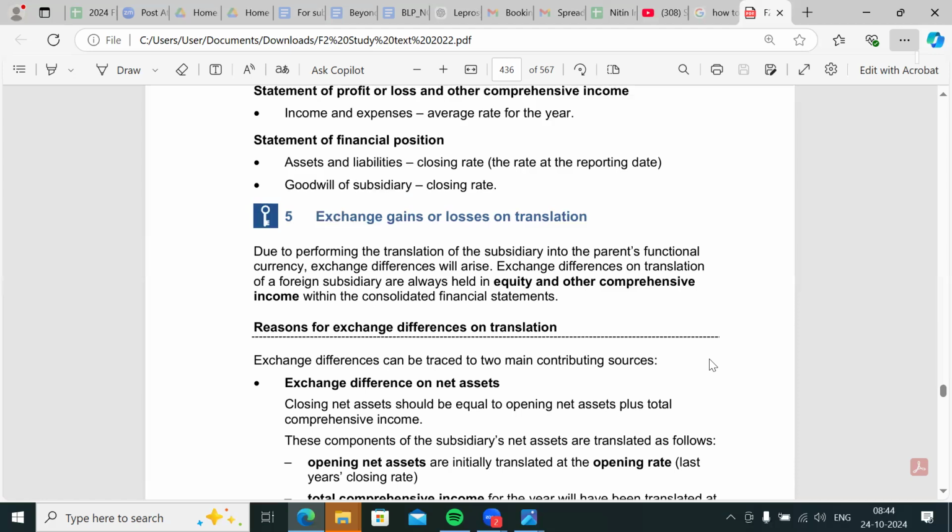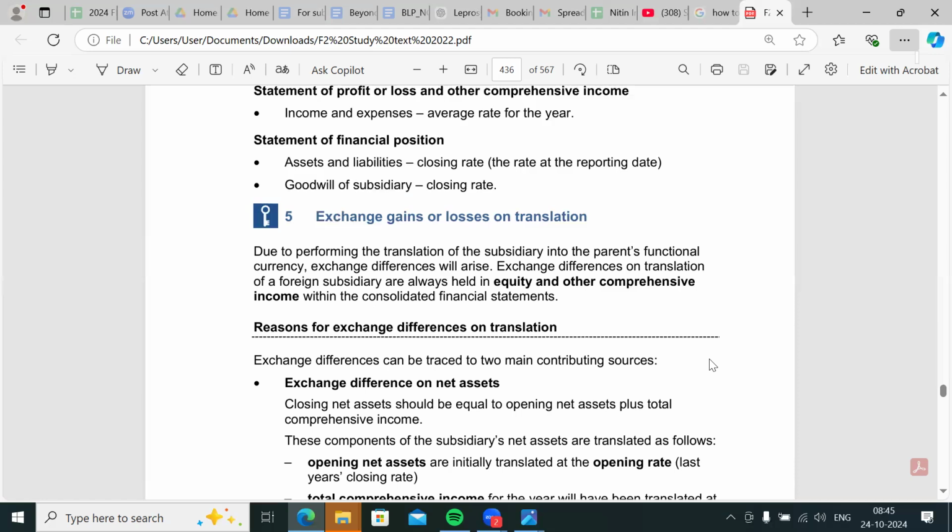Why are they saying equity and other comprehensive income? Are they saying equity is equity? Why are they saying held in? Because you don't hold anything in other comprehensive income. Other comprehensive income gets merged in the balance sheet. So why are they saying held? Okay, we'll have to examine this word, this particular note.